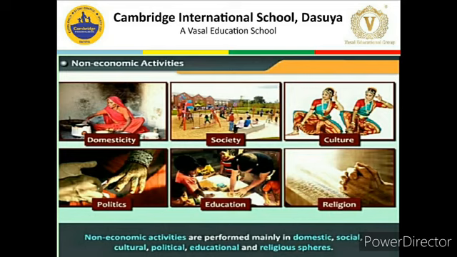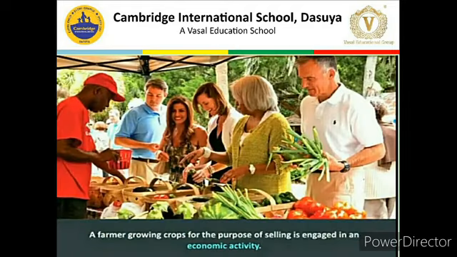Let's have one more realistic example of economic and non-economic activities. In the given picture, you can see a farmer has grown crops and has finally started selling them to the general public. Therefore, a farmer growing crops for the purpose of selling is included in economic activity, because after selling the grown crops, the farmer is going to get money in return, and this is the process of money generation. That is why it is termed an economic activity.